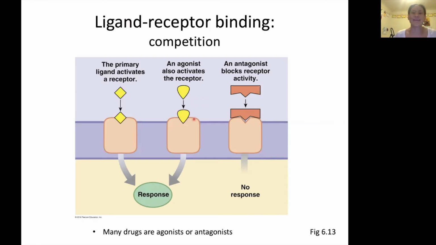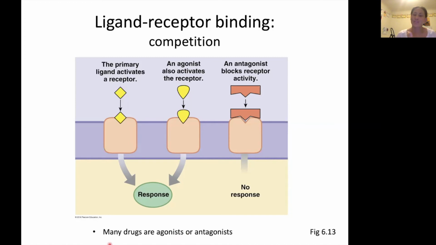On the other hand, there are some other molecules that are also similar enough in structure to your primary ligand, your normal hormone, that are going to be able to bind the receptor also and will actually block the response that you would normally get by binding to that receptor, okay? And that kind of molecule is called an antagonist, okay? So agonist, antagonist.